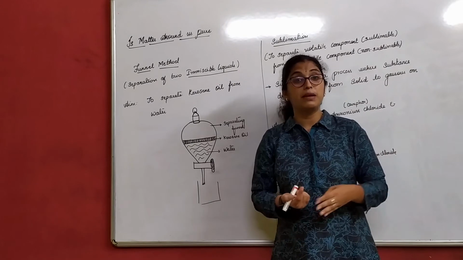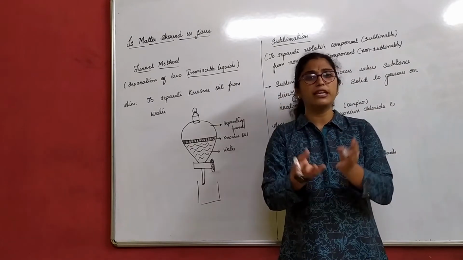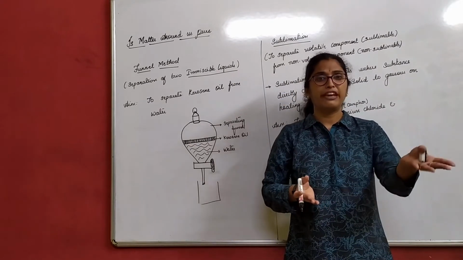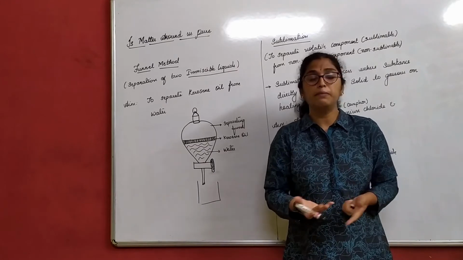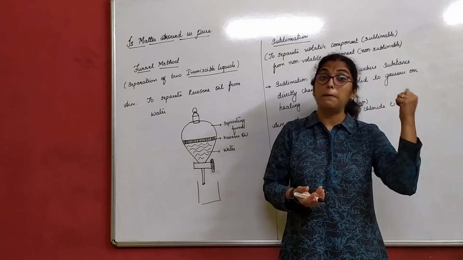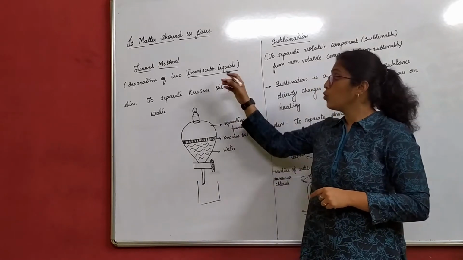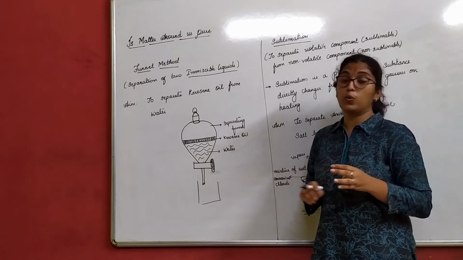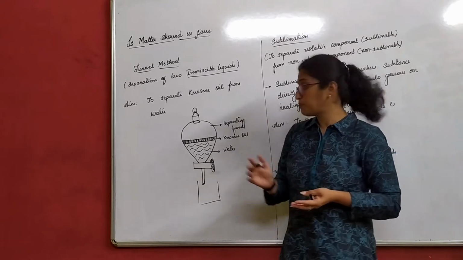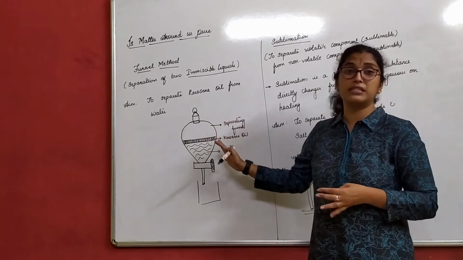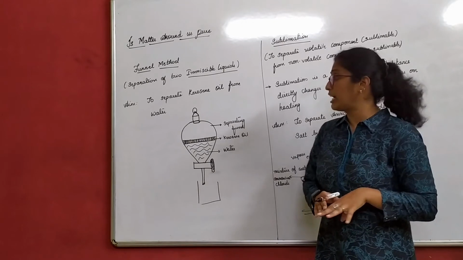Then what are miscible liquids? Those which can mix with each other. If I take milk and water, they can mix with each other. Those come under miscible liquids. So this is about immiscible liquids. We separate two immiscible liquids by the funnel method. This is the pictorial representation of how the funnel method is done.